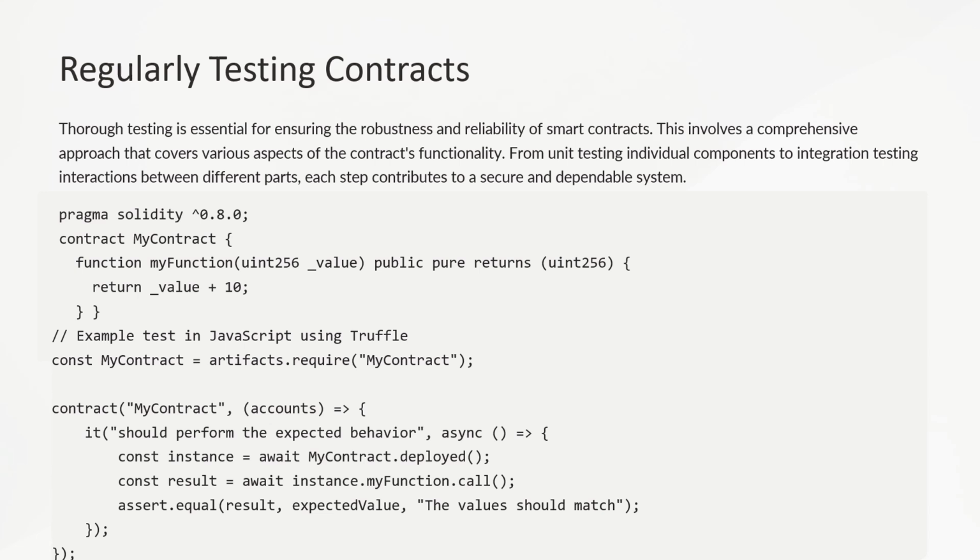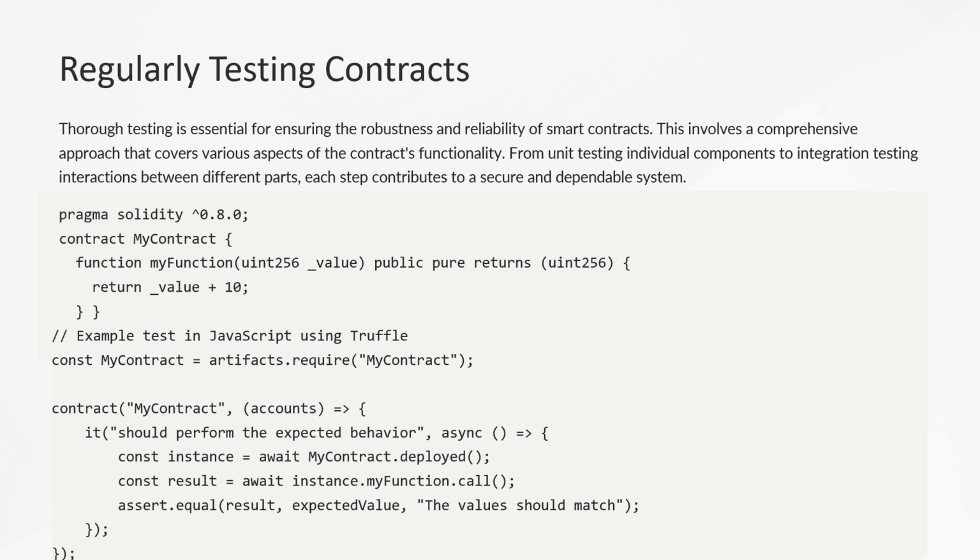The given Solidity smart contract, MyContract, contains a single function called myFunction that takes a uint256 value as input and returns value plus 10. This function is marked as pure, indicating that it doesn't modify the contract state.